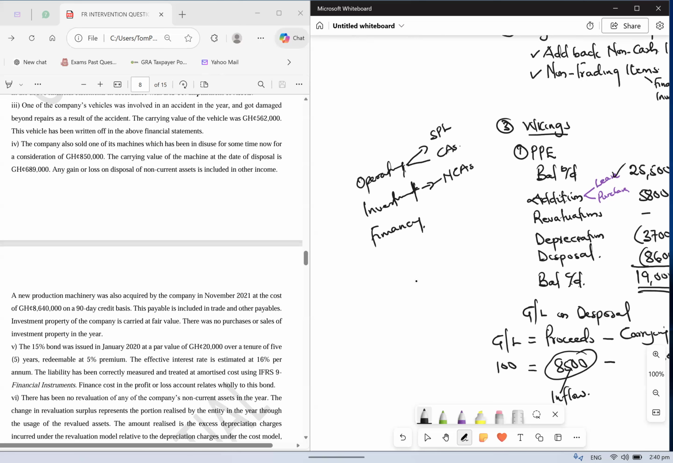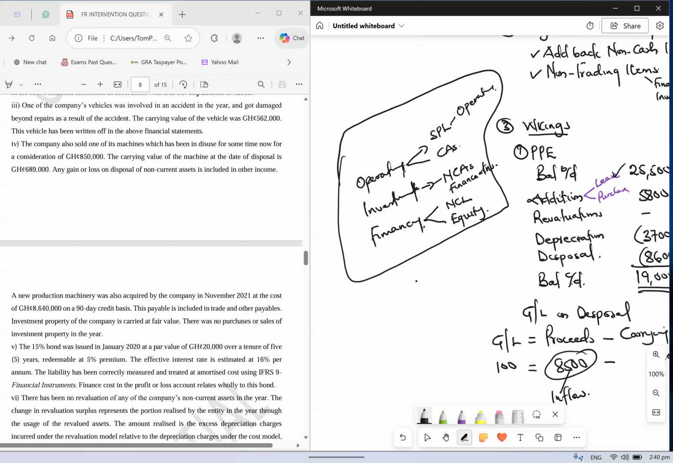Financing activity is the investment side of your P&L, which is finance cost and investment income, that side, because the operating side ends at operating profit before interest and tax. Financing will come from your NCL and your equity side. Have you seen that? So this is the clue.